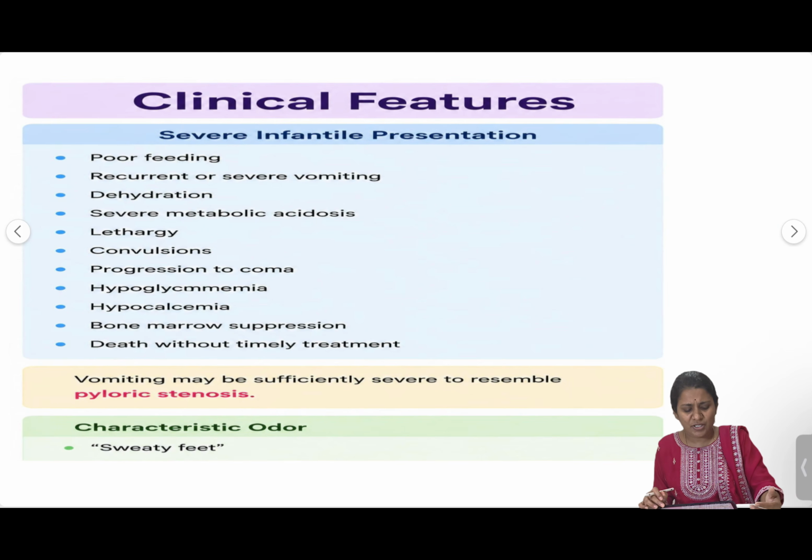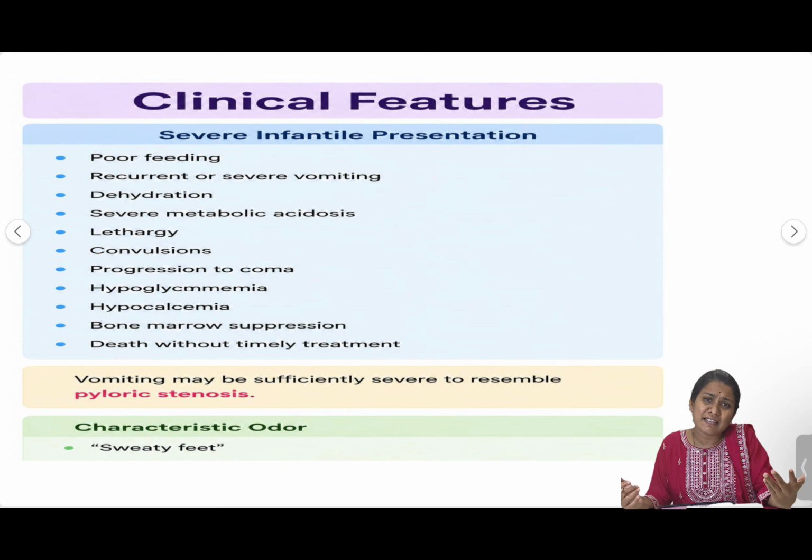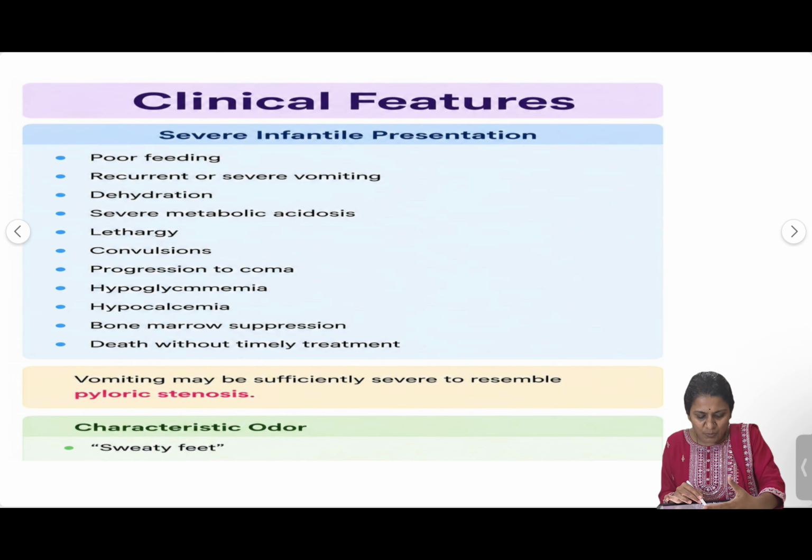So the clinical presentation is what? Here the child is having poor feeding. So the presentation also depends upon how much the enzyme is deficient or how much the enzyme activity is present. So it can be asymptomatic to severely symptomatic. Whenever there is a catastrophic event, some stressor, some infection, then the child might present. Otherwise child might be normal also. So we don't know. So severe infantile presentation, that is poor feeding, recurrent.